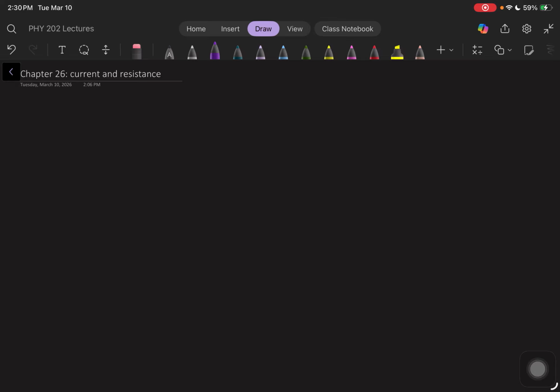Okay, let's get started in chapter 26, current and resistance. Before we get started, let's just ask, what is current? Seems like a pretty good way to start a discussion about it. And so we kind of have the definition that current is the flow of charge. Right, we had our I is equal to dq dt.